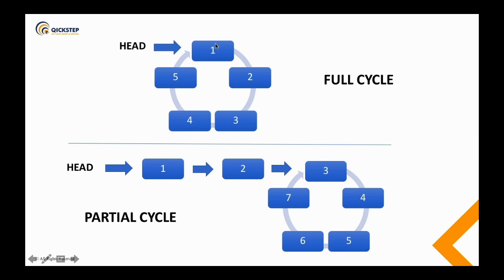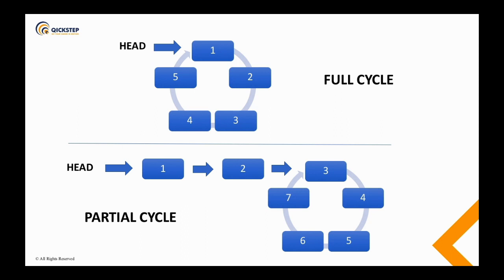As you can see in the above figure, my node 5 has started pointing to the node 1 of the linked list. So this creates a full cycle in the linked list. And the other type could be a partial cycle where the last node of the linked list would start pointing to any one of the given nodes in the linked list. In our case you can see that the node 7 has started pointing to the node 3 of the linked list. So we have a cycle from the node 3 to the node 7 of the linked list.